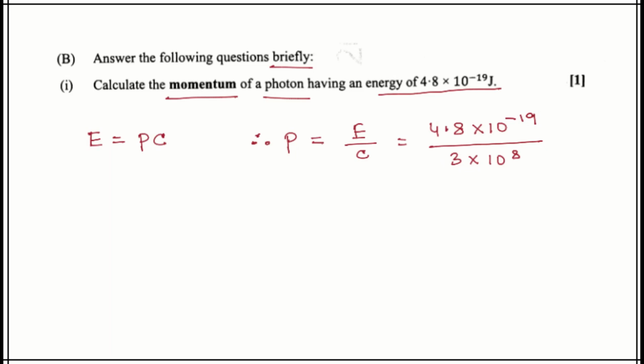Therefore we get P equal to 4.8 divided by 3, which becomes 1.6.